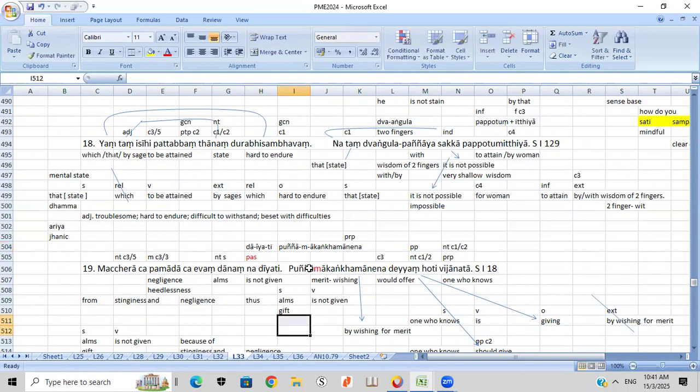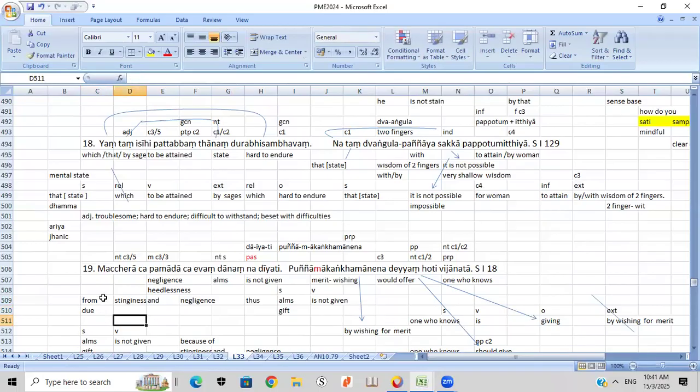So this is passive. So "na" plus the verb means it's not given. So the statement here means "arm is not given due..." In this case, if you take just these two as a subject and do it this way, we have to put "from." We cannot use "from" anymore, due to stinginess and negligence.